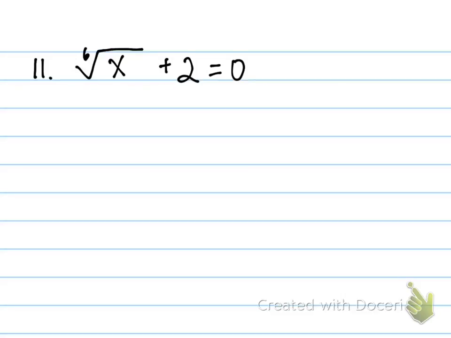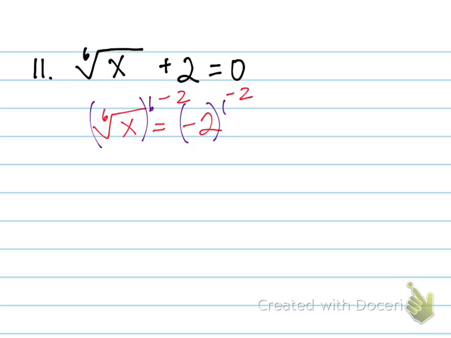This one, I want to move the 2 over, so subtract 2. The sixth root of x equals negative 2. Raising it to the appropriate power would be taking it to the sixth power. So then you would end up getting x equals a positive 64. And you could even take that and put it in your calculator. It's going to get you positive 64.